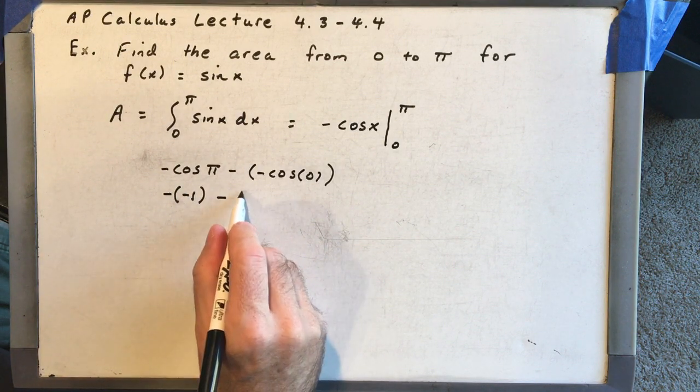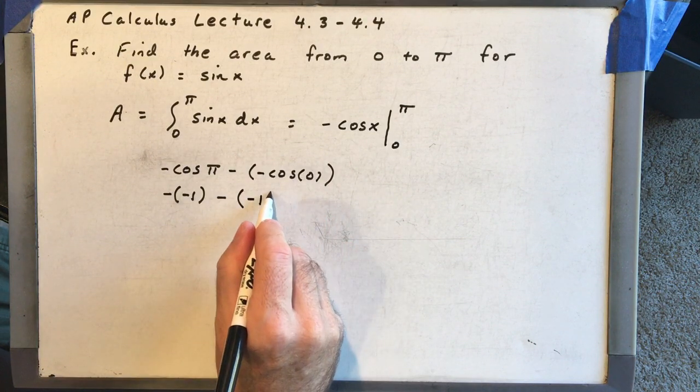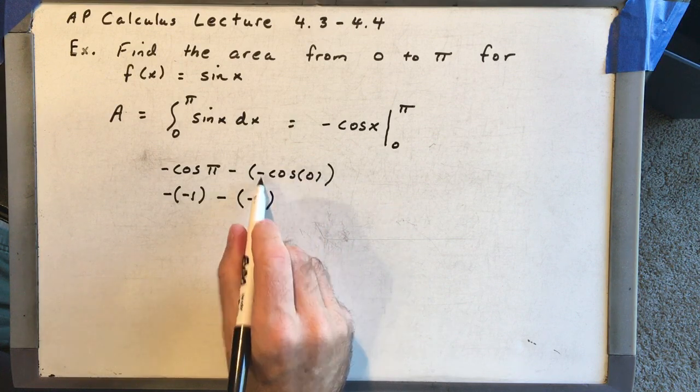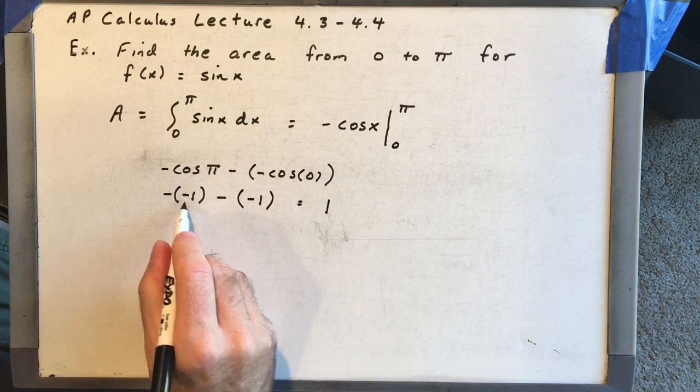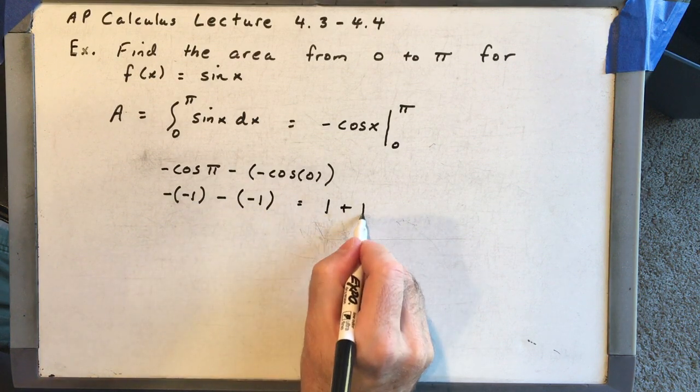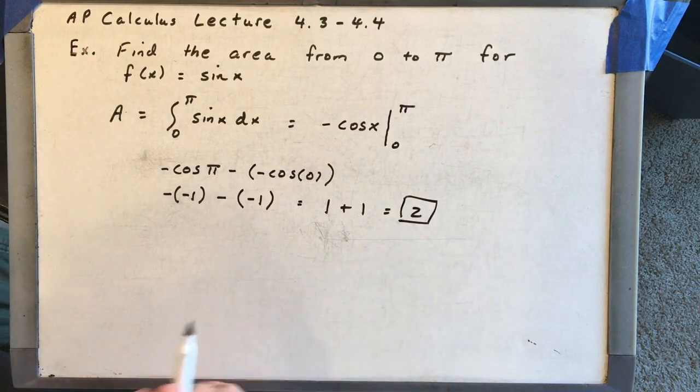minus cosine of 0, which is 1, minus -1. Right, cosine of 0 is 1, you've got a minus. All right, that's going to be 1 plus 1, 2. All right, we got a deuce.